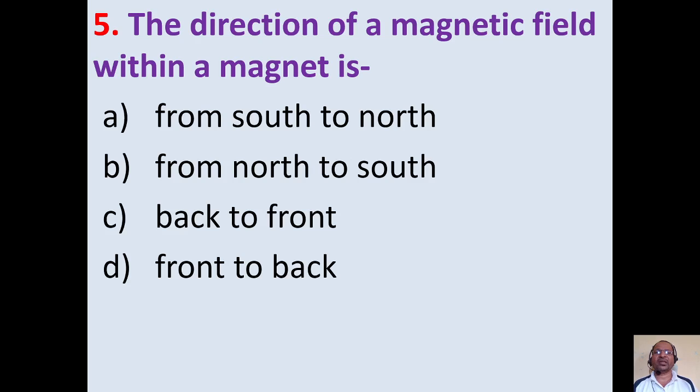The direction of a magnetic field within a magnet. Now the difference between electric lines of force and magnetic lines of force comes in this option. Electric lines of force start from positive charge and end at negative charge. Similarly, magnetic lines of force start from the north pole and end at the south pole externally, that is outside the magnet. But within a magnet, inside a magnet, it starts from the south pole and ends at the north pole. So from south to north.